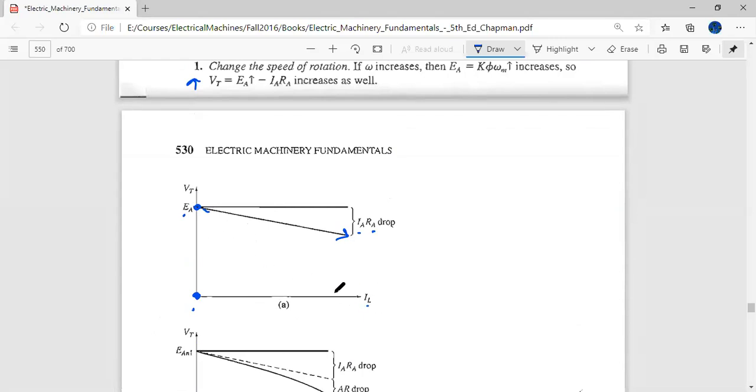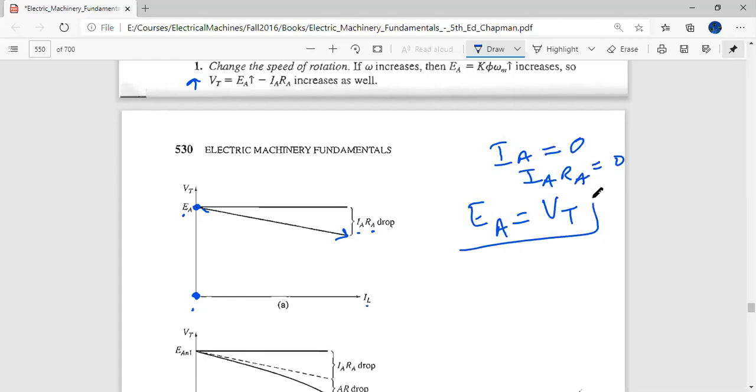So what happens to the VT at no load? No load means that the generator is not supplying anything. So at no load, the terminal voltage is just equal to EA because the IA is equal to 0. That means the IARA drop will also be equal to 0, so the equation condenses to this. At zero load, IA is equal to IL, and the terminal voltage is just equal to EA.